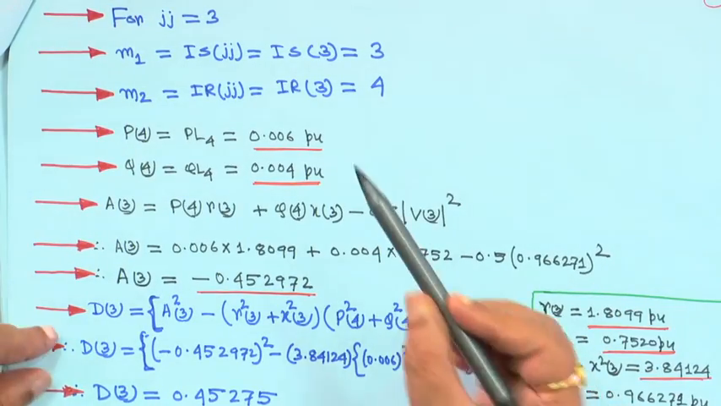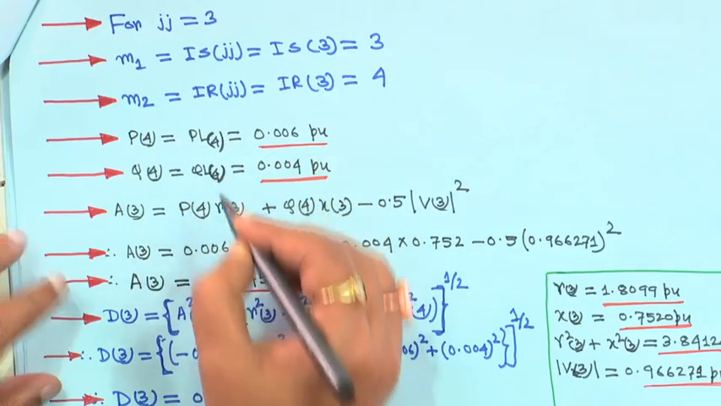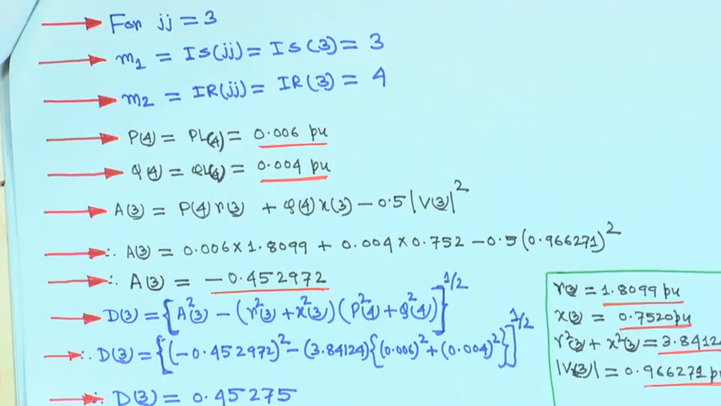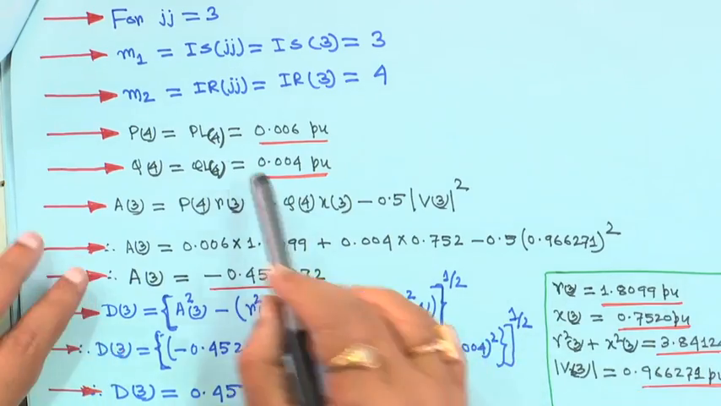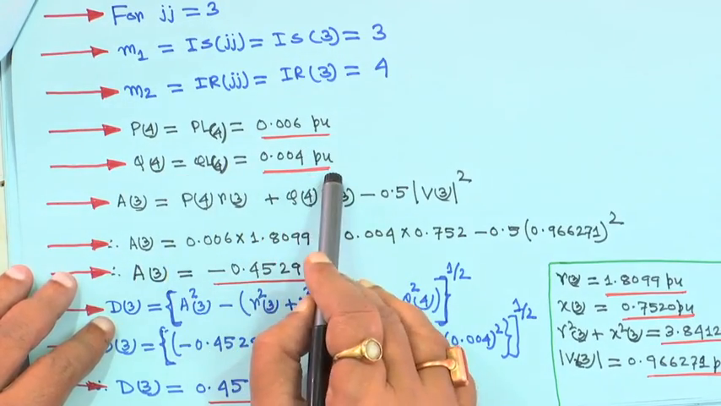Here I could make it a bracket also, no problem, but I told you whether it is a suffix or I am putting it in brackets, they are the same. So, P4 will be 0.006 per unit and Q4 will be 0.004 per unit.